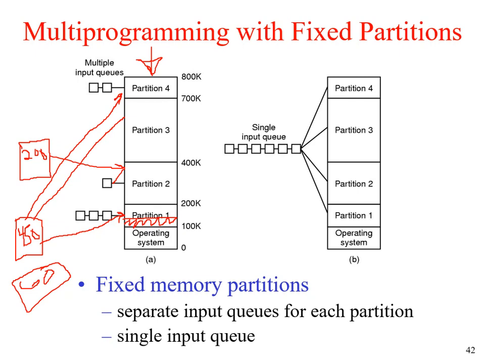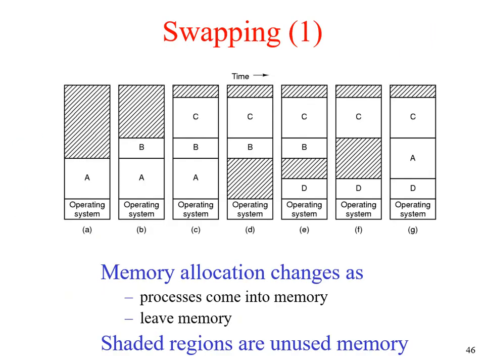So, because of this problem, we have something called swapping. As processes come into memory, memory locations change, and memory allocations become variable. As processes leave memory, they release the memory allocation that was given to them, which also increases the pool of memory available for processes to execute.